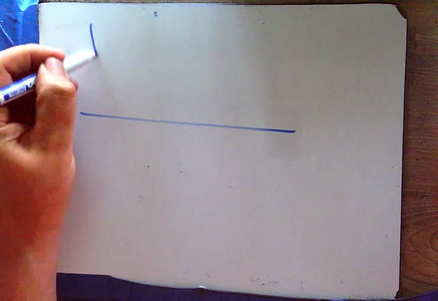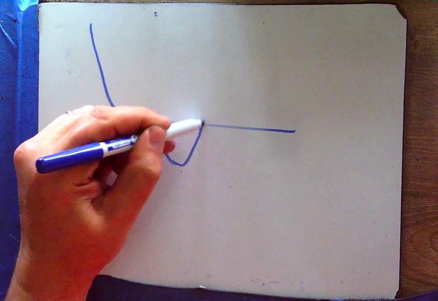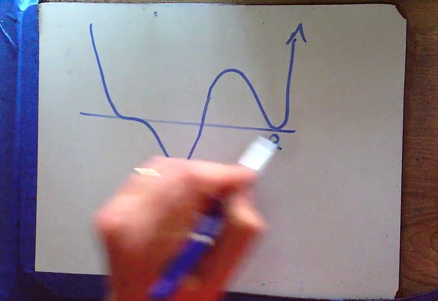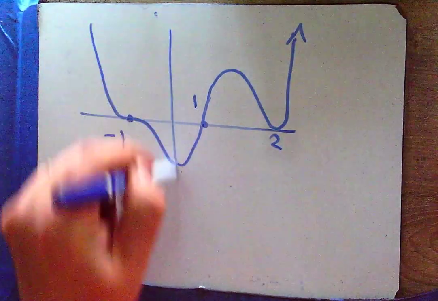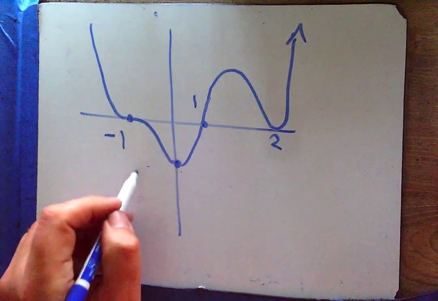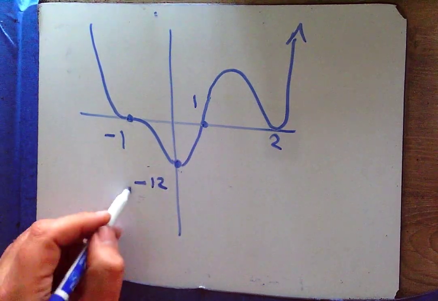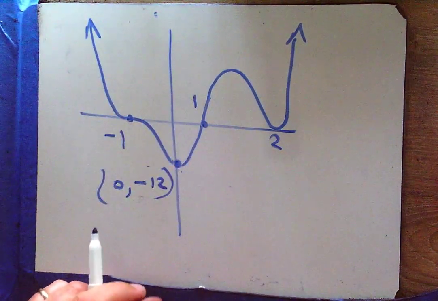All right, so what about this one? What if I, and then I, and this is 2, and this is 1, and this is negative 1, and down here I've got negative 12, 0, negative 12. Please write the equation for this polynomial.